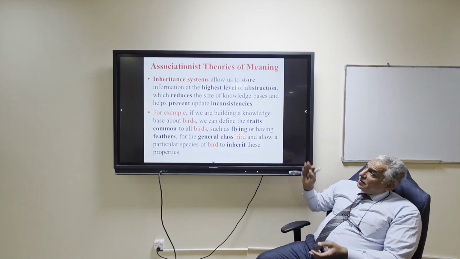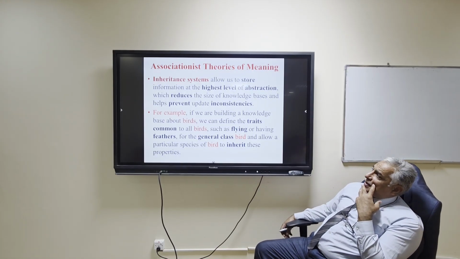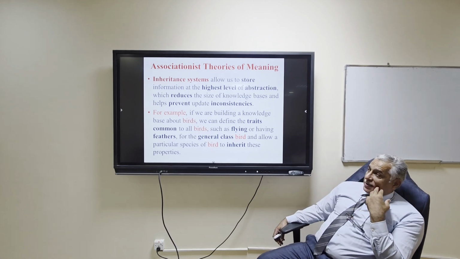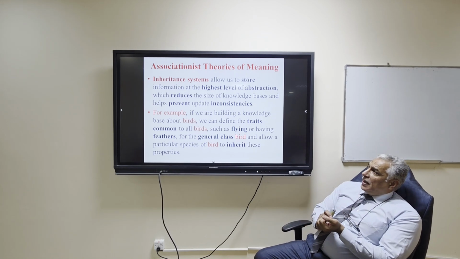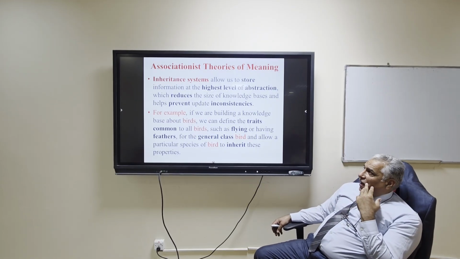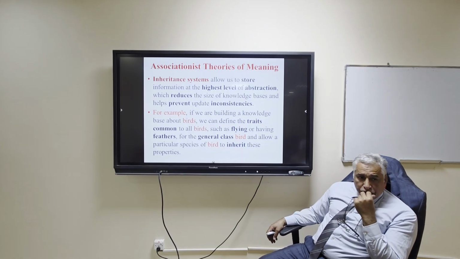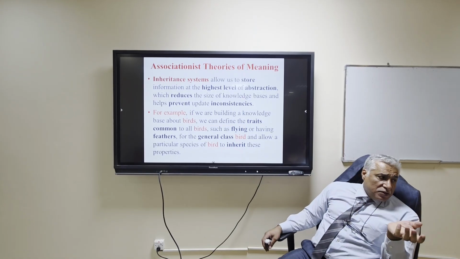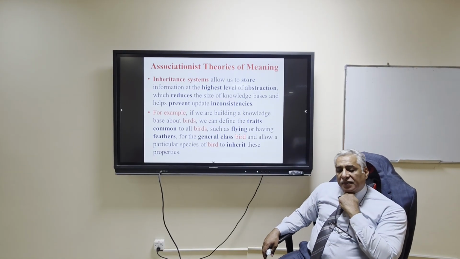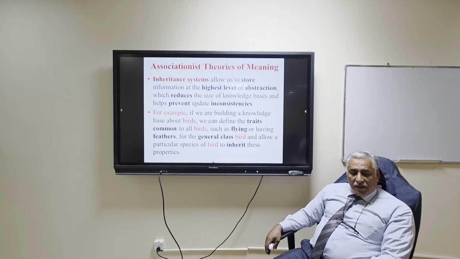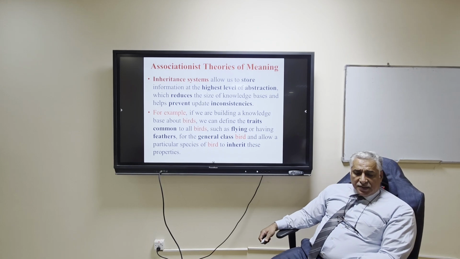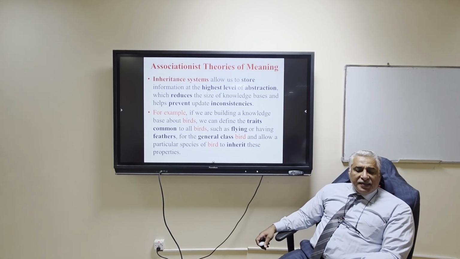Now, inheritance systems allow us to store information at the highest levels of abstraction, which reduces the size of the knowledge base and helps prevent update inconsistency. For example, when we are building a knowledge base about birds, we can define the traits common to all birds, such as flying or having feathers, for the general class bird, and allow particular species of bird to inherit these properties.